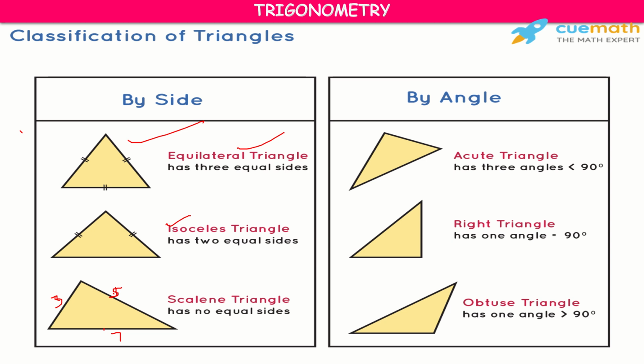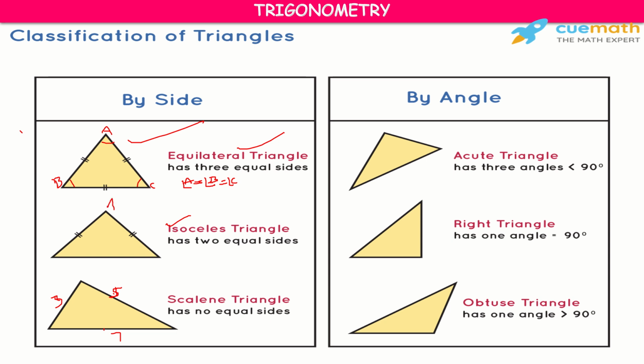The very important thing is, here all the three sides are equal. When all the three sides are equal, their angles are also equal. Suppose this is angle A, this is angle B, and this is angle C. So we say here angle A equal to angle B equal to angle C, because all the three sides are equal means at the same time all the three angles are also equal, right? But coming to the isosceles triangle, any two sides are equal.